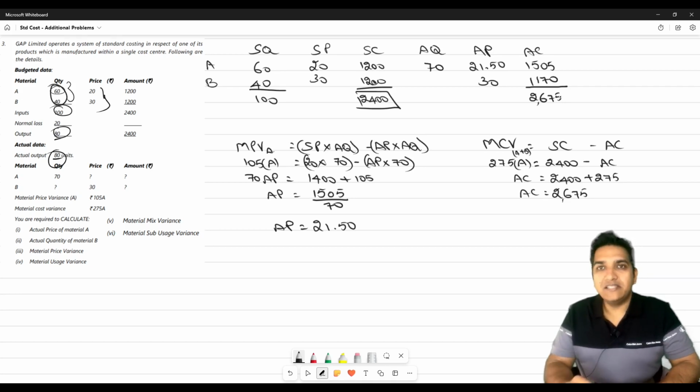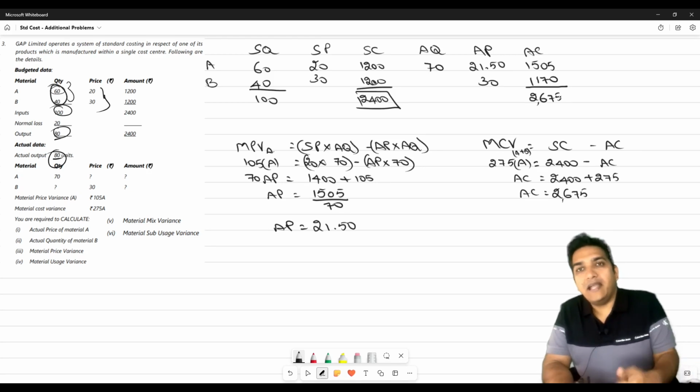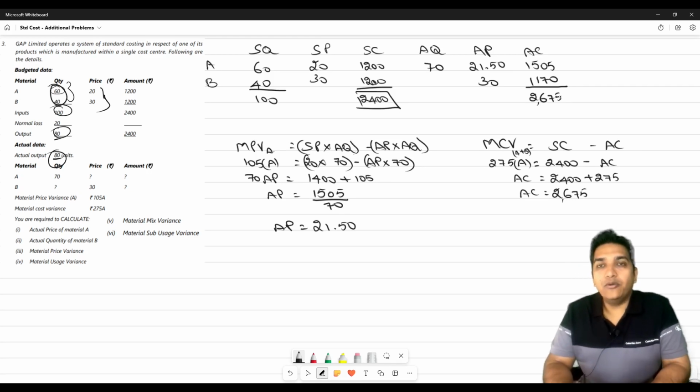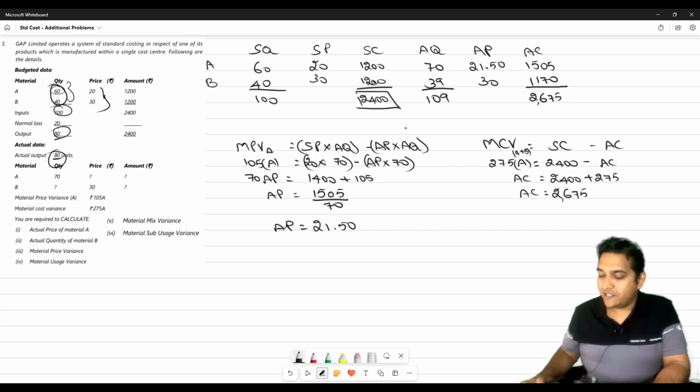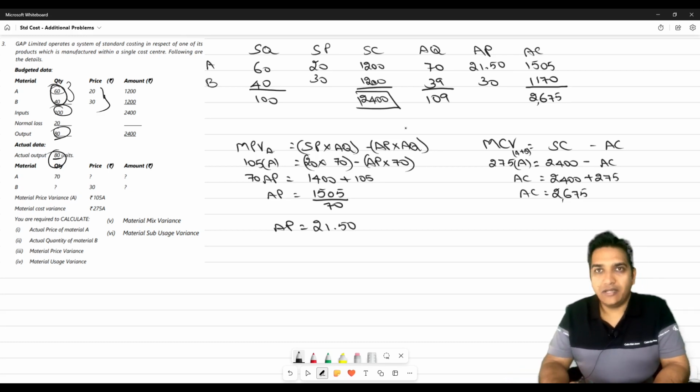You get 1170. Now you have got the actual cost of material B and you have the actual price of material B. We can calculate the actual quantity of material B. So 1170 divided by 30 is 39. So my actual quantity comes to 39. If we add these two, my total actual quantity is 109, which is 70 plus 39 comes to 109.